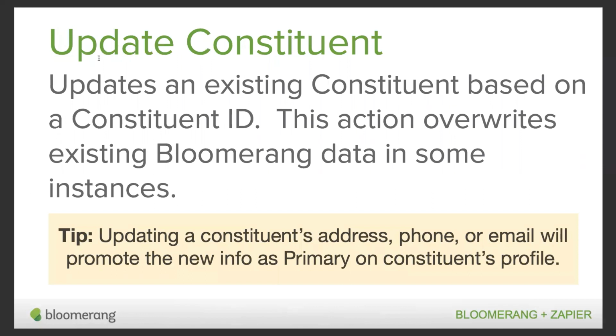The last action is update constituent. This is going to update a constituent's name, contact information, and custom fields based on how you map the data in. It's important to note that updating a constituent's address, phone, or email with the update constituent action will promote those new values as primary and demote the existing values on an account to secondary. It will not overwrite those values, although you do need to be careful with update constituent. When it comes to contact information, you cannot overwrite this data in your Bloomerang system, which is really good news.